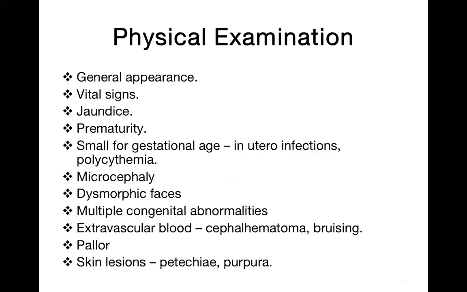Now, after finishing history, let's examine this baby. What are the important points? It always starts with general appearance, whether the baby looks sick or active or healthy. Measure the vital signs in the newborn, the 5 vital signs. The 5th one is pulse oximetry. All others are very familiar to you. How far the jaundice is there? Now, how to measure it? Let's go to the next slide, and I'll come back after a while.